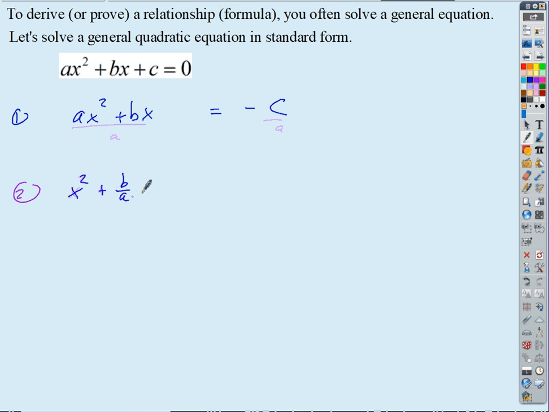Plus b over a times x. I could do bx over a, but that's the same thing as b over a times x, right? Because a and b are just numbers. Everybody agree? On the other side, we're going to get negative c over a.